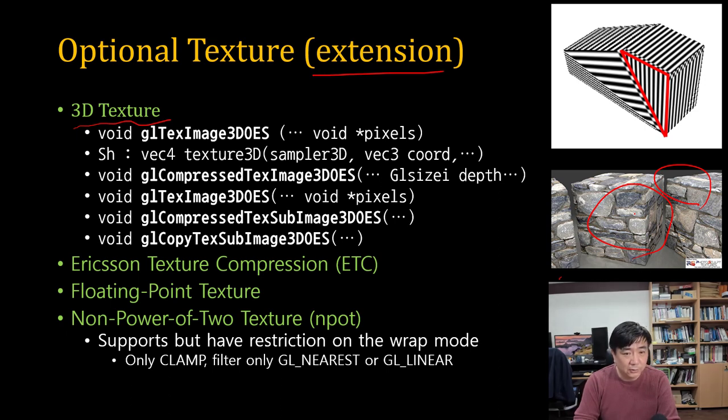Okay, so there are some special kinds of textures, bump mapping and displacement mapping, that will be explained after shading is explained.